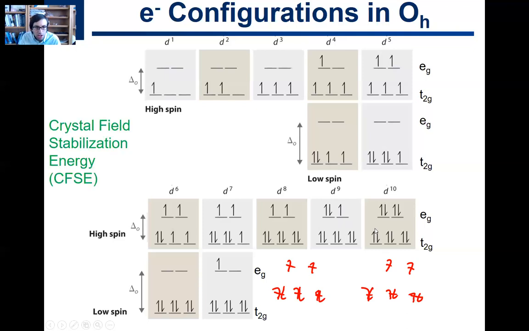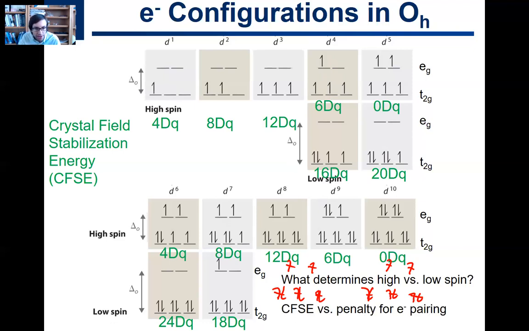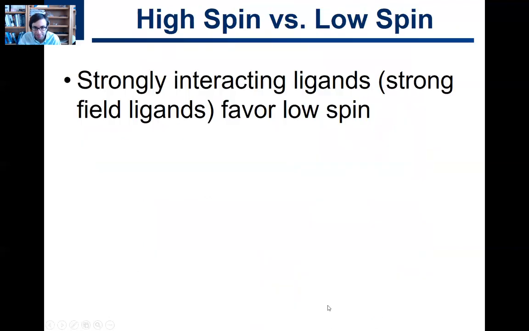All right? So you can think about how much energy you stabilize just due to crystal field theory. Basically that's worth 4 dQ for every electron that's in the bottom because the T2Gs are stabilized by 4 dQ. And then subtracting off 6 dQ for every electron that's in the top. So that's all that's doing. What determines high spin versus low spin? As we said, it's this stabilization energy being at a more stable state versus the penalty for electron pairing.